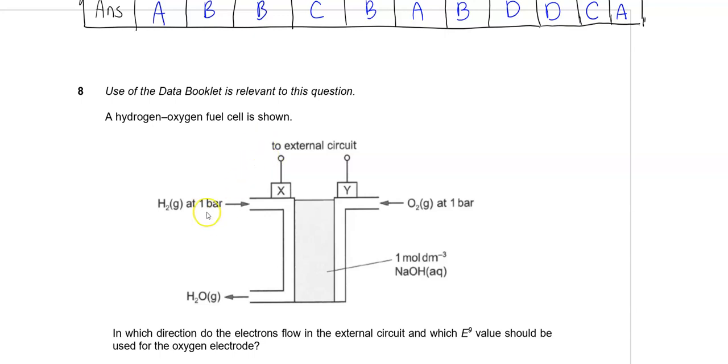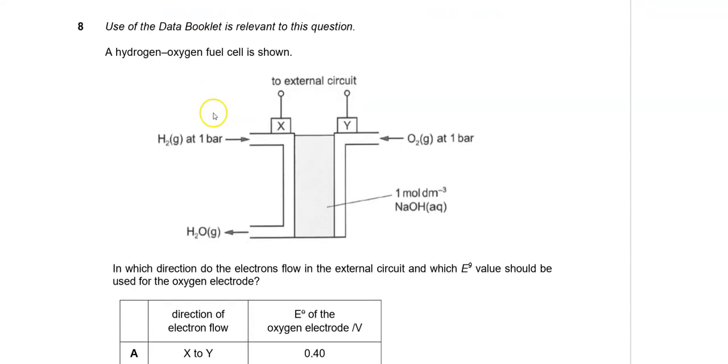Okay, moving on to the MCQs for question 8. The use of the data booklet is relevant to this question. So we have a hydrogen-oxygen fuel cell. In this case, hydrogen must undergo oxidation.